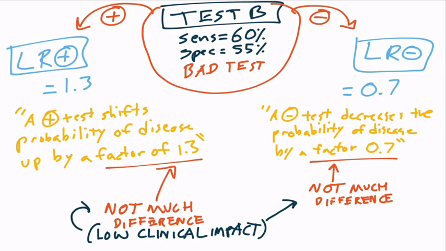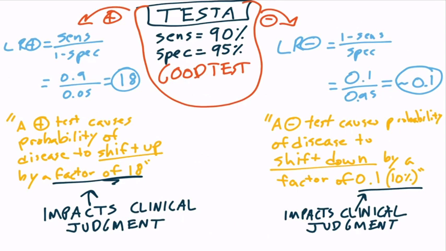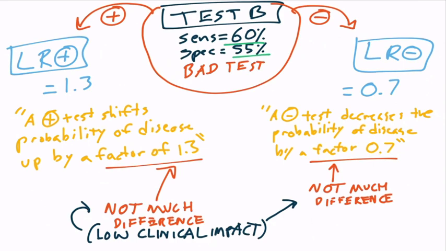And I want to draw your attention to something very interesting. Notice that in test B, the sensitivity and the specificity were not as good as the sensitivity and specificity in test A. Test A had better and more significant likelihood ratios, and test B did not. I draw your attention to this just to remind you that likelihood ratios depend on the sensitivity and specificity.